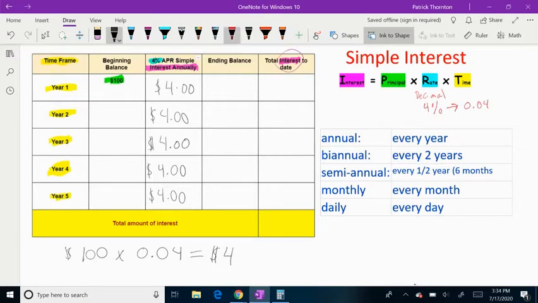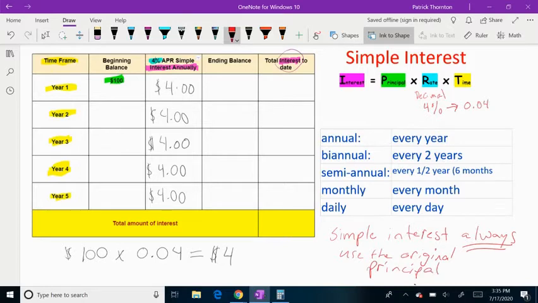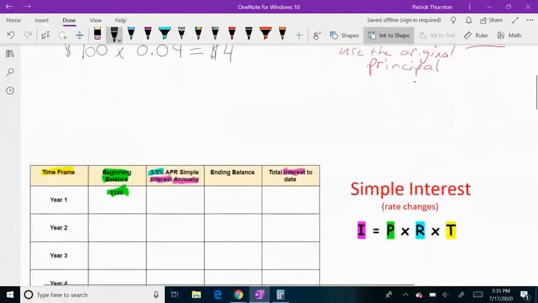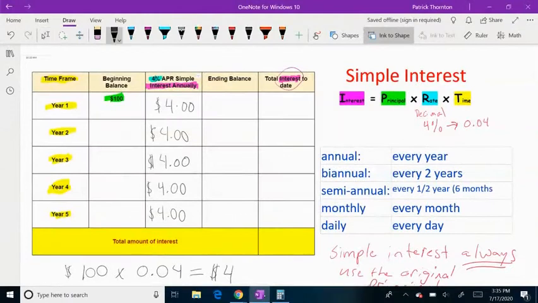Now the reason that this is the same number is because for simple interest, I'll write it here, simple interest, you always, underline that, use the original principal. Now I've highlighted the original principal in green here, so that's that first $100. No matter what, it's always going to be that number that I use to figure out the interest.